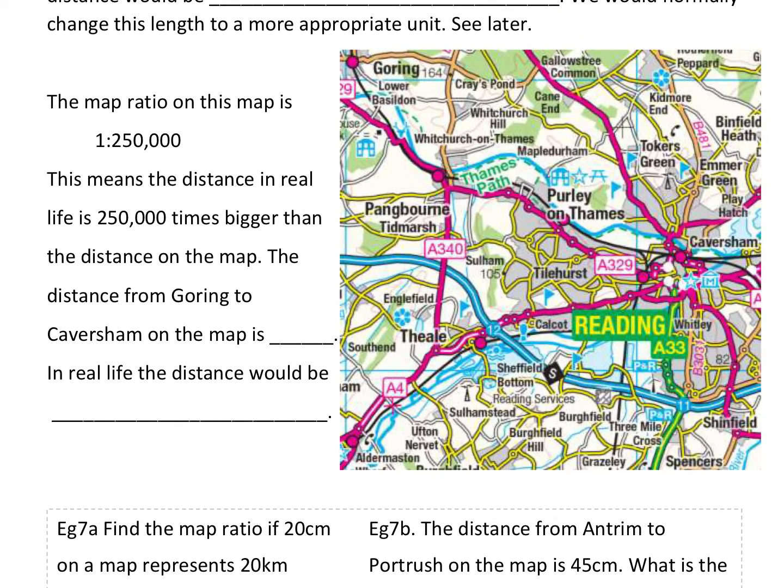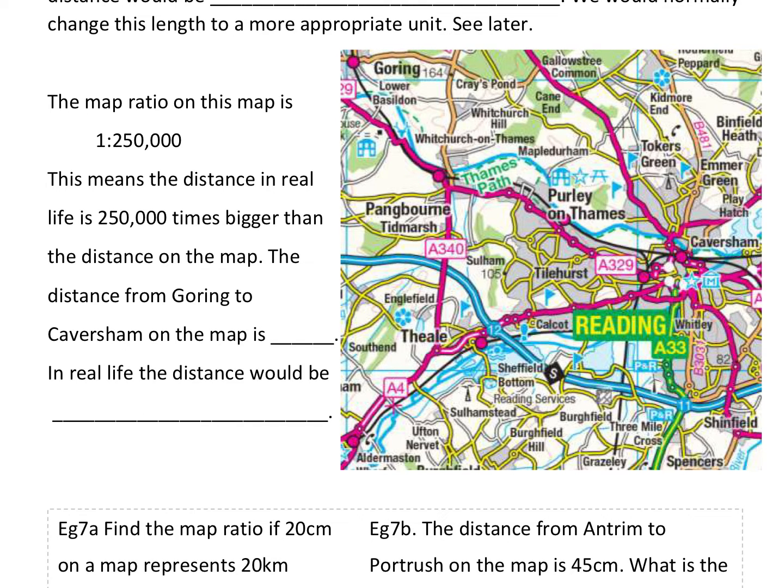The map ratio on this map is 1 to 250,000. This means the distance in real life is 250,000 times bigger than the distance on the map. So the distance from Goring, if we can find Goring up top left, to Caversham, which is over here, if you measure that using a ruler, is 7 centimeters. The distance on the map, that is. But in real life, that distance is going to be 250,000 times bigger.